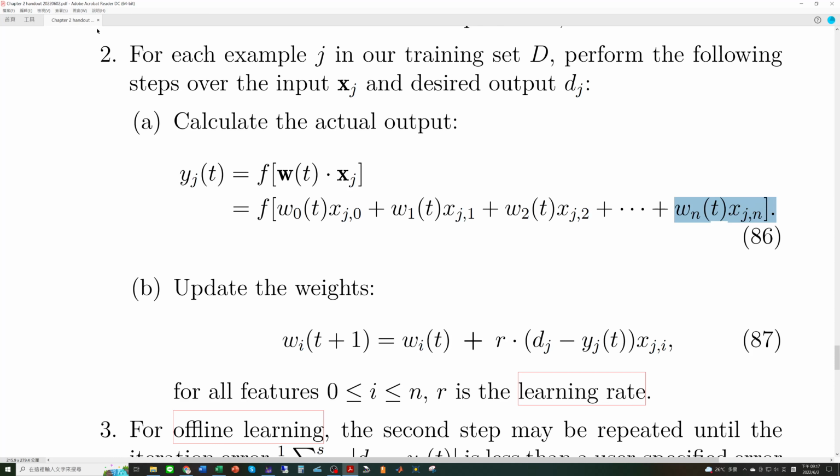Step 2b, update the weights. wi of t plus 1 is equal to wi of t plus r times dj minus yj of t, times xji, for all features 0 is smaller than or equal to i, and i is smaller than or equal to n. r is the learning rate. You can search the meaning of the learning rate in this handout.